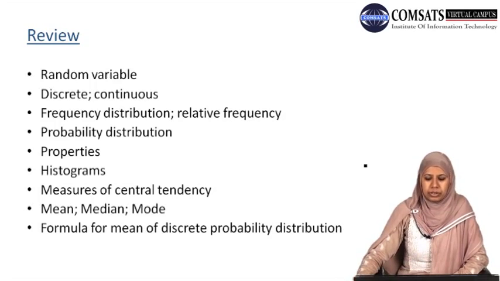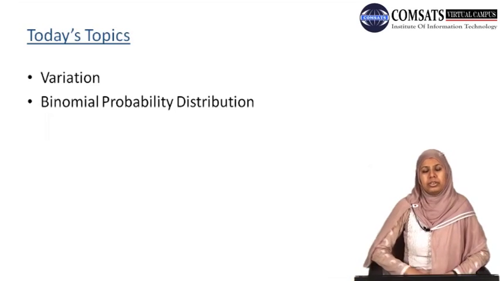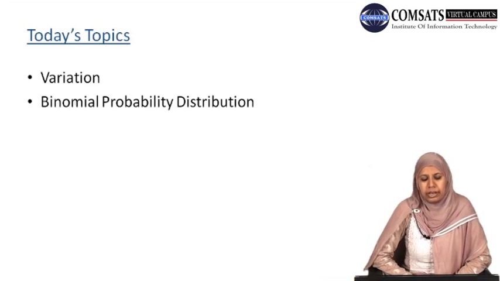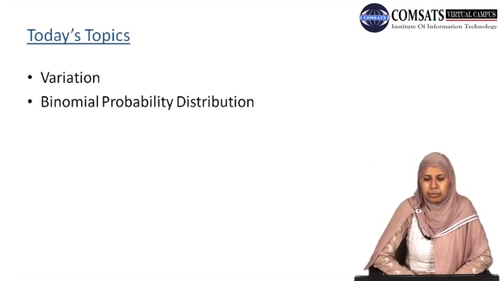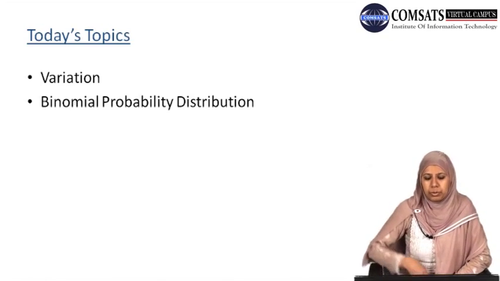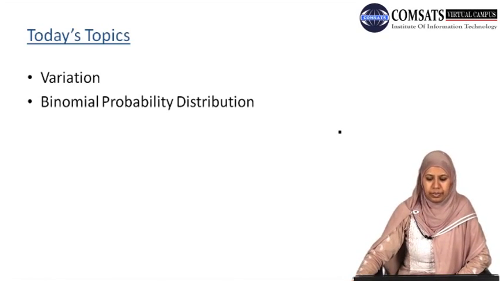Today we will continue our chapter with the topic of variation, and then we will see the binomial probability distribution. That is a special type of probability distribution known as the binomial probability distribution.